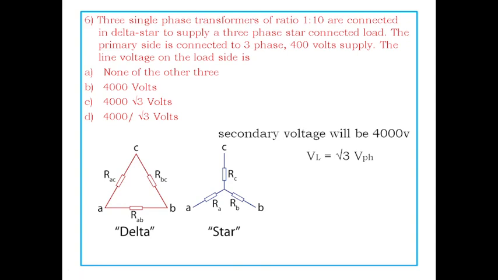They asked what would be the line voltage on the secondary side, that is, the load side. So VL will be equal to root 3 V phase. What is the value of V phase now? It is 4000 because it is a 1:10 ratio. So 4000 into root 3, option C will be the answer.